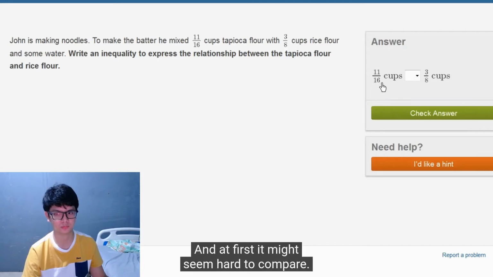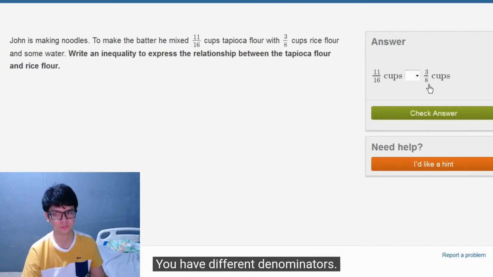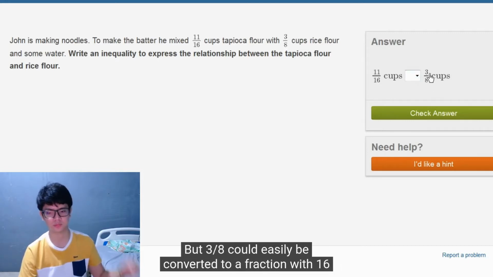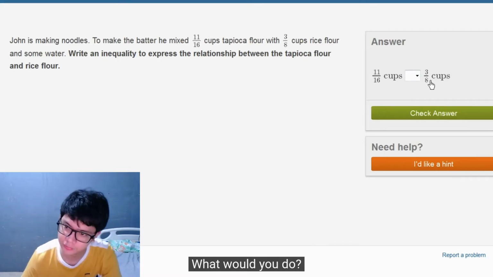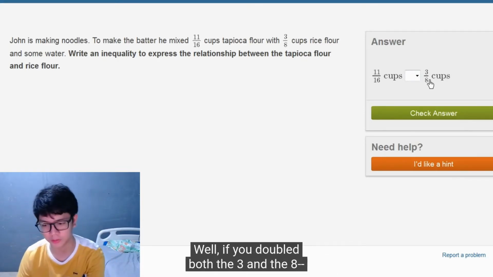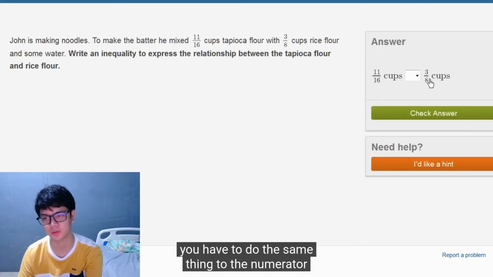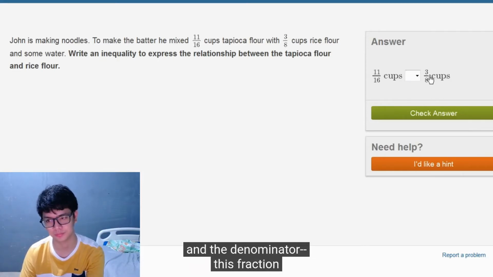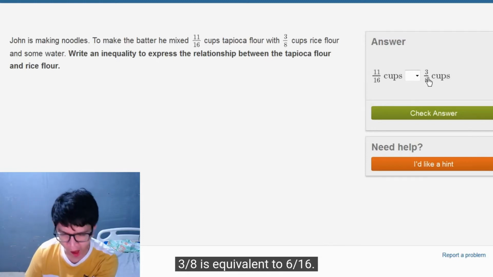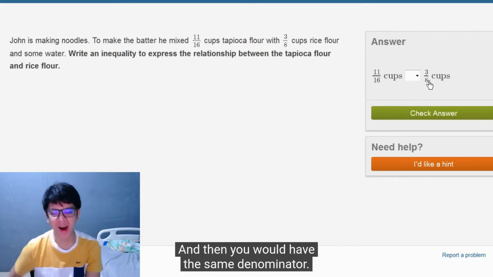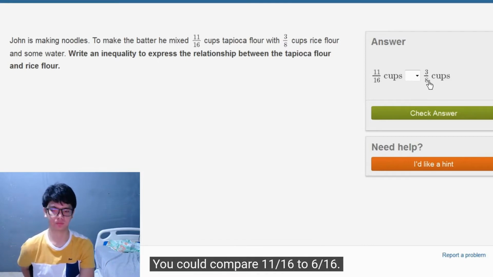And at first it might seem hard to compare, you have different denominators, but 3/8 could easily be converted to a fraction with 16 as a denominator. What would you do? Well, if you doubled both the 3 and the 8, you have to do the same thing to the numerator and the denominator. This fraction, 3/8, is equivalent to 6/16. And then you would have the same denominator. You could compare 11/16 to 6/16.